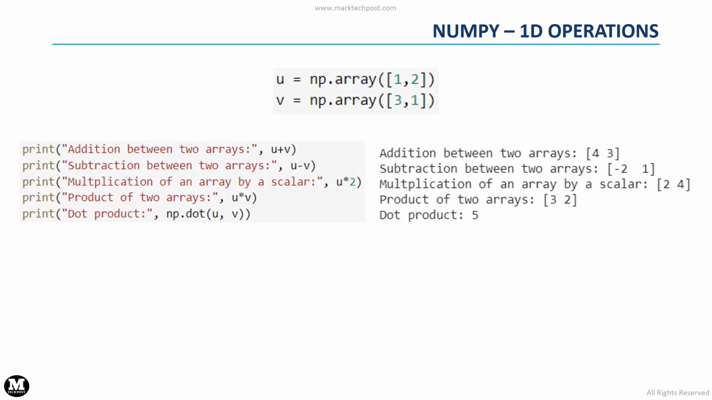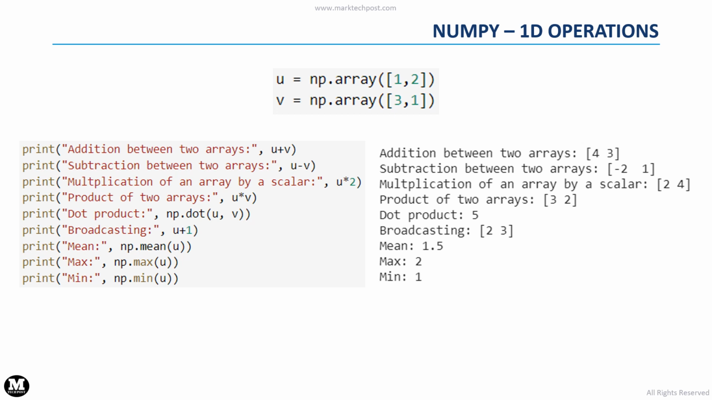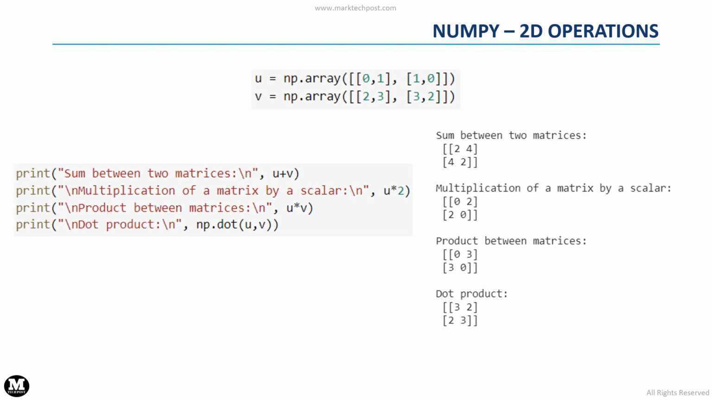These are some basic operations between 2 one-dimensional arrays. It is quite common to broadcast an operation among all the elements of the array, as you can see here. Of course, it is also common to compute the mean, the maximum, or the minimum of arrays. Here instead, you can see some basic operations with matrices.